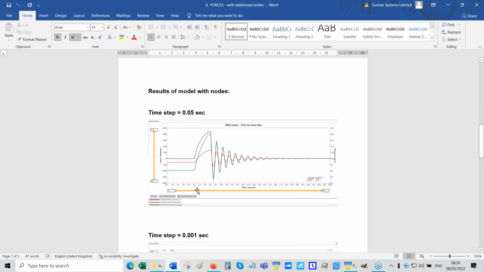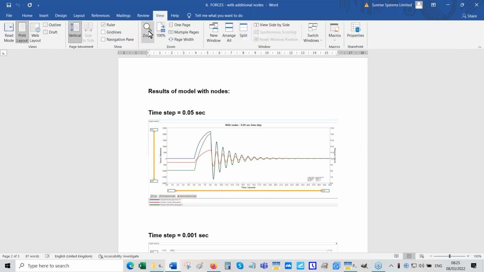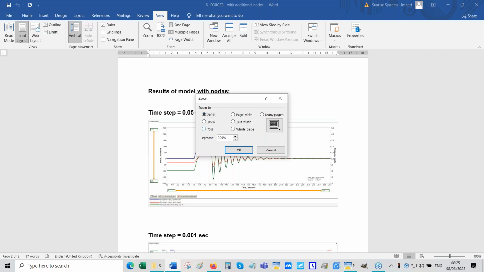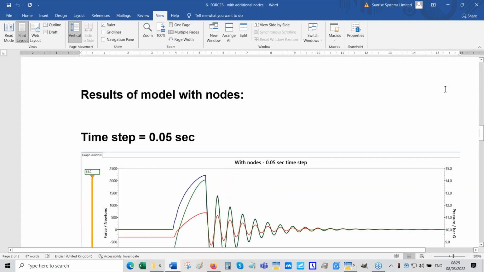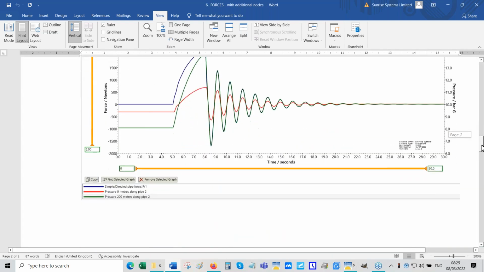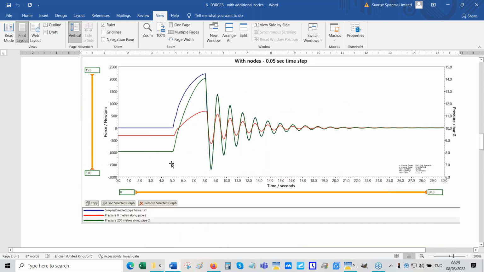See, these are the results. With the time step, it's comparing the results with and without the new nodes inserted. Okay.